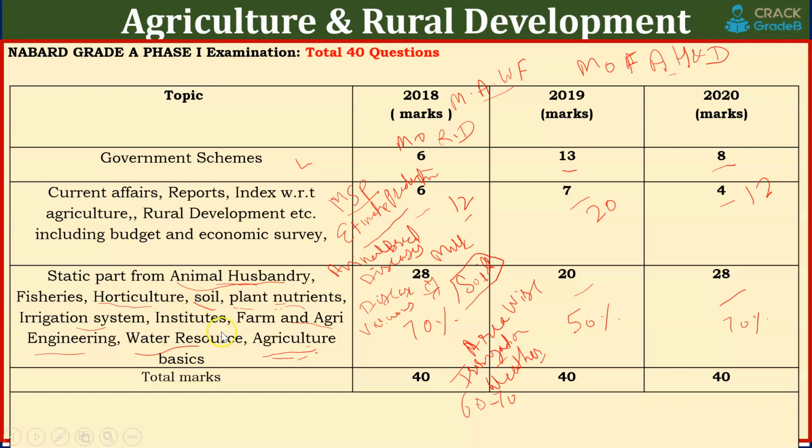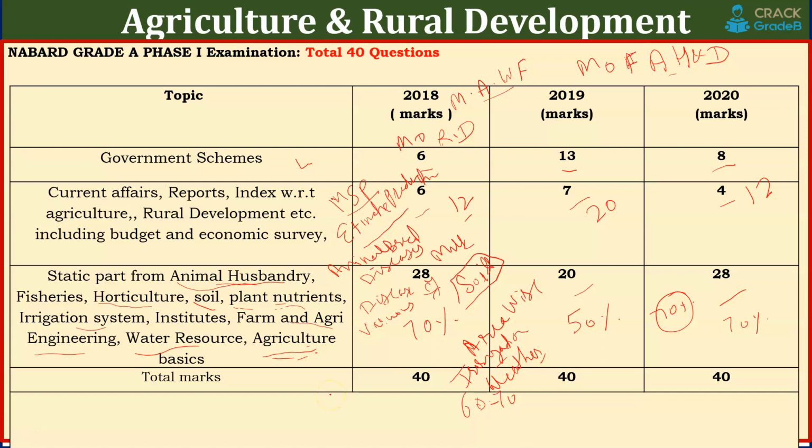Every year they are asking the question. Farm and agri engineering basic concepts you have to cover. Questions are being asked, available in previous year papers, that is available on our website also. Water resources, agriculture basic concepts you have to cover. You have already seen that 70% questions are asked from the technical and static part in agriculture. So you have to study the static part and technical part. Means you have to give more focus on this. In agriculture and rural development, you cannot ignore the static part.